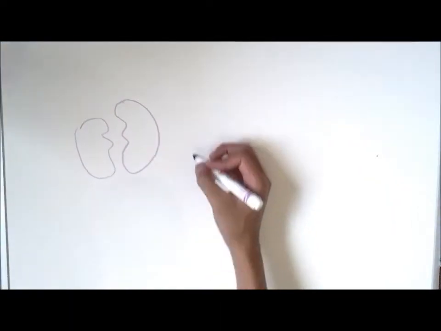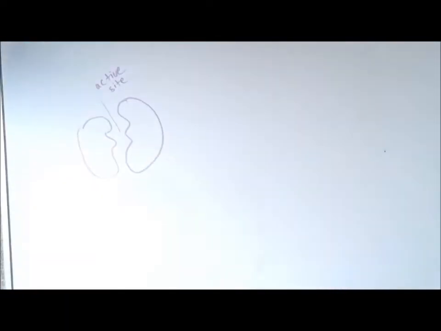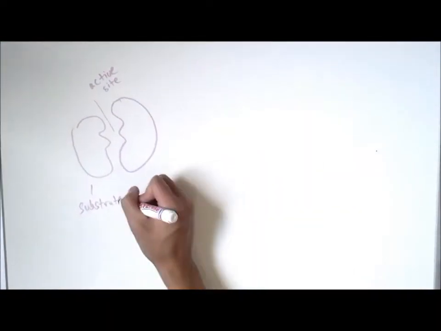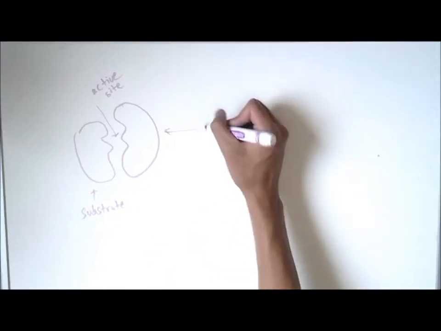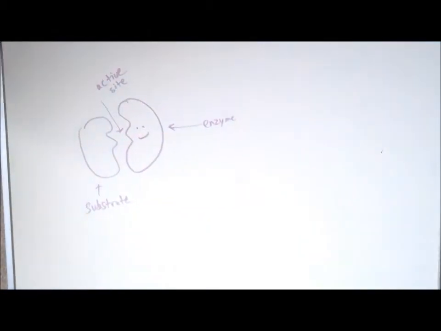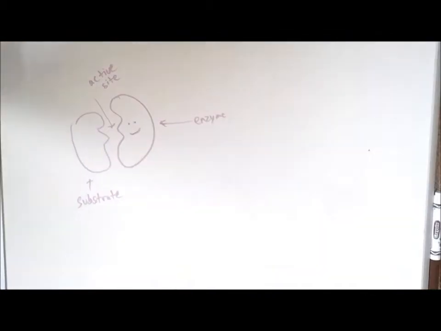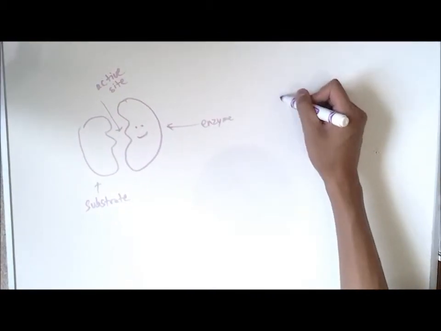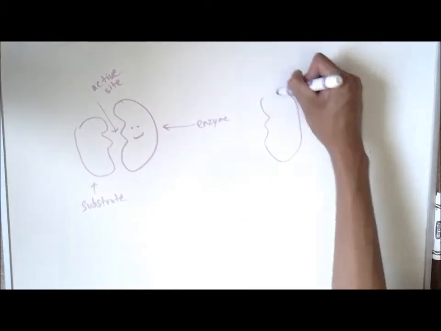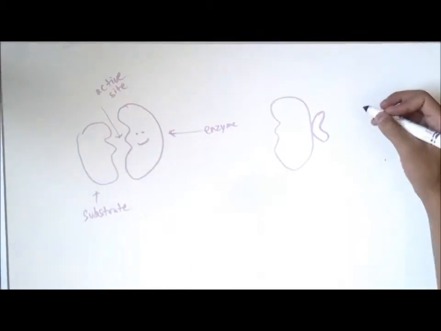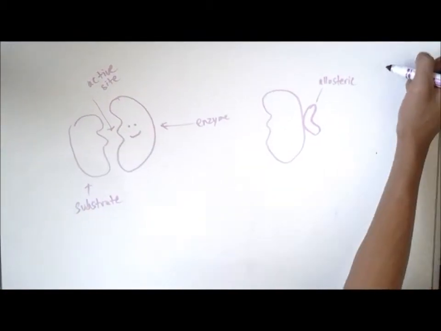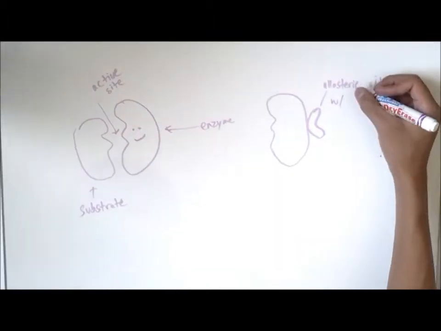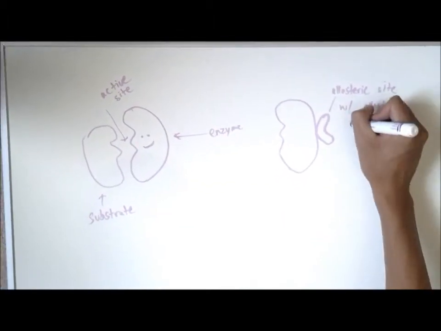Enzyme structure. Enzymes have active sites that substrates bind to. This forms a new product that speeds up reactions. They also have allosteric sites. These can make allosteric inhibitors bind to them, causing the enzyme to be either active or inactive.